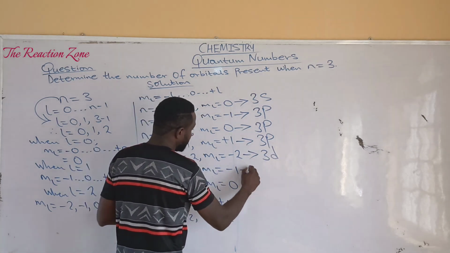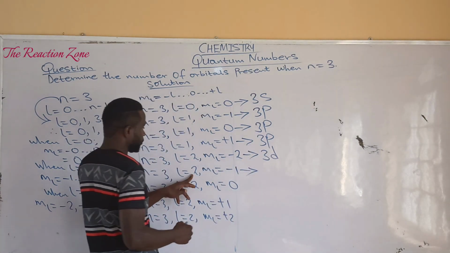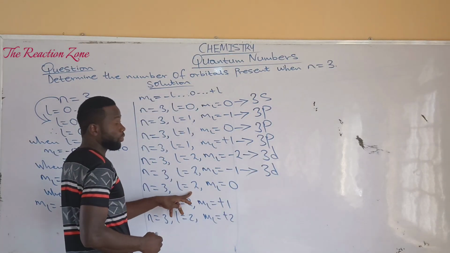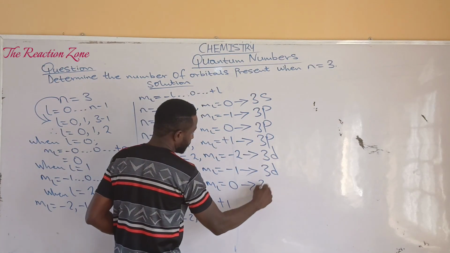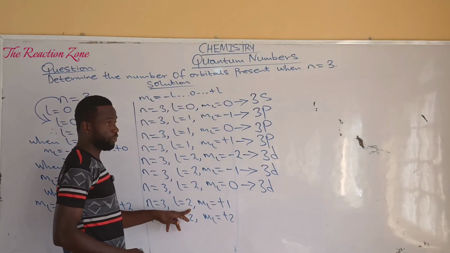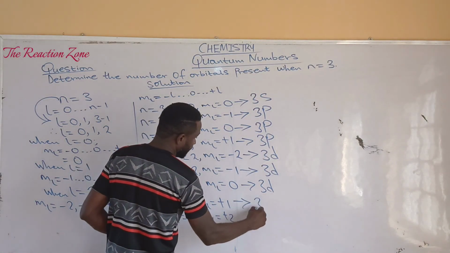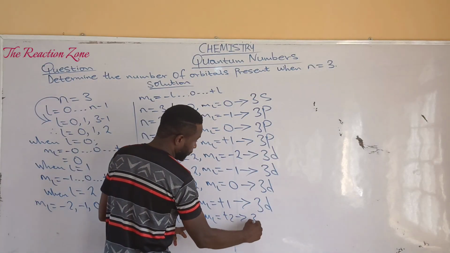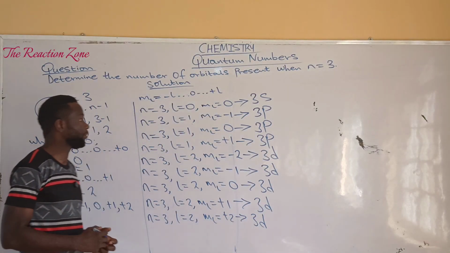So this is 3d. l is equal to 2, so this is also a 3d orbital. l is equal to 2 here is also 3d. l is equal to 2 here, which is also a 3d orbital. l is equal to 2 here, this is also a 3d orbital.